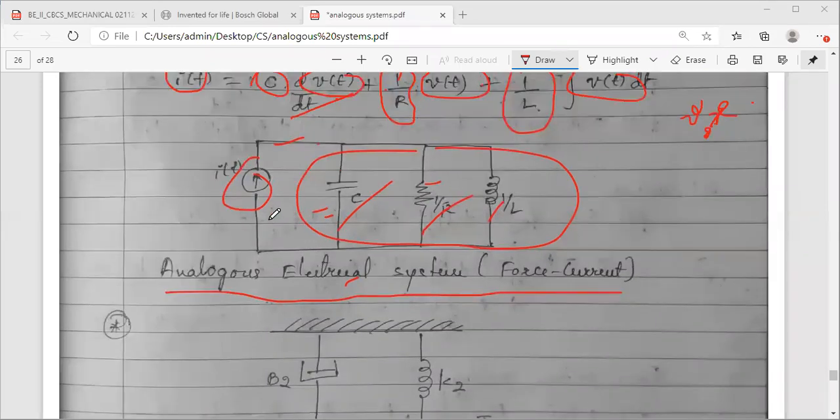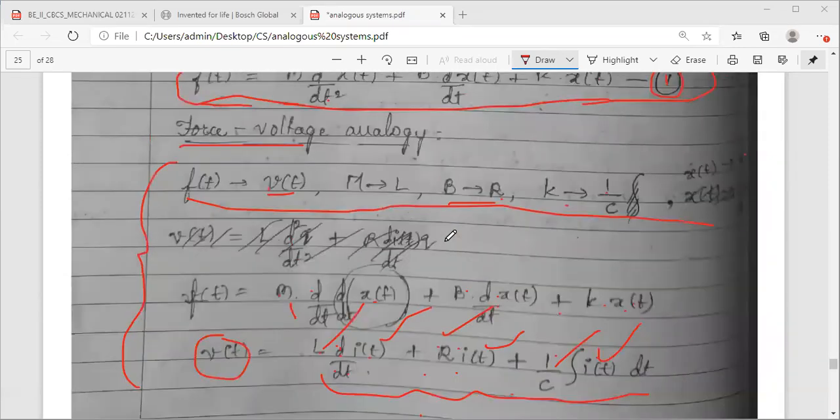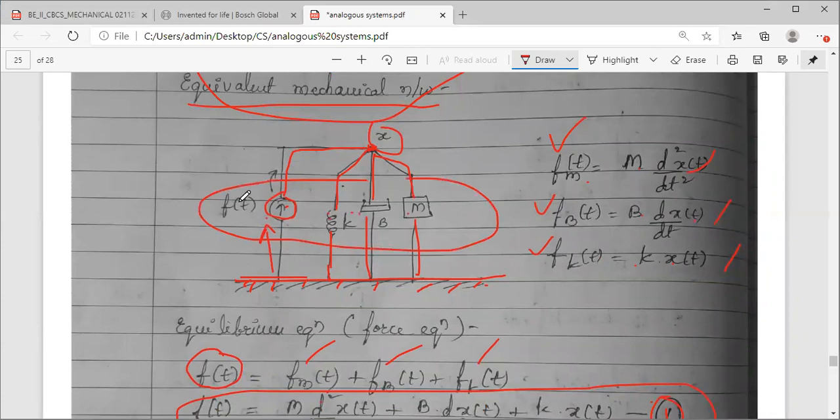Now let me quickly show you how we can draw this directly. See here, there is one node, and to that one node things are parallel. Four things are there: three elements and the applied force. All are connected in parallel, and this is your reference. How will you replace this in force-current? Every element should be replaced with its equivalent quantity and all should be connected in parallel.